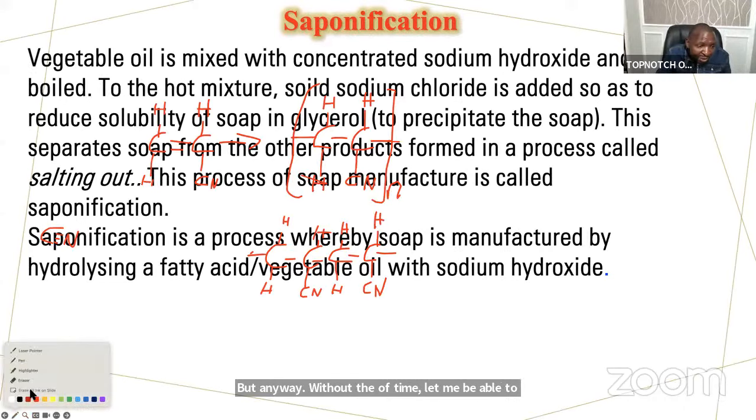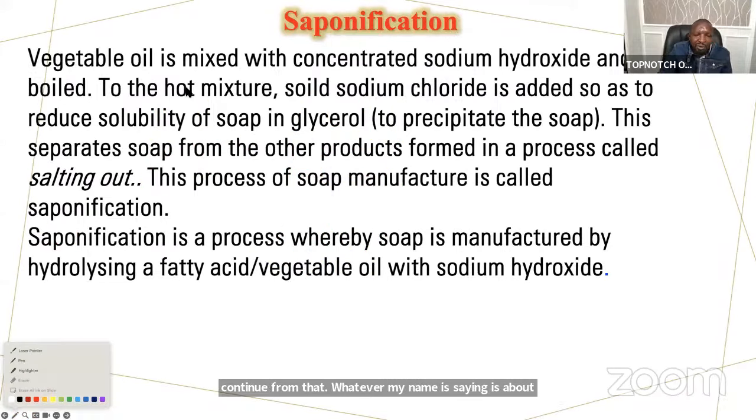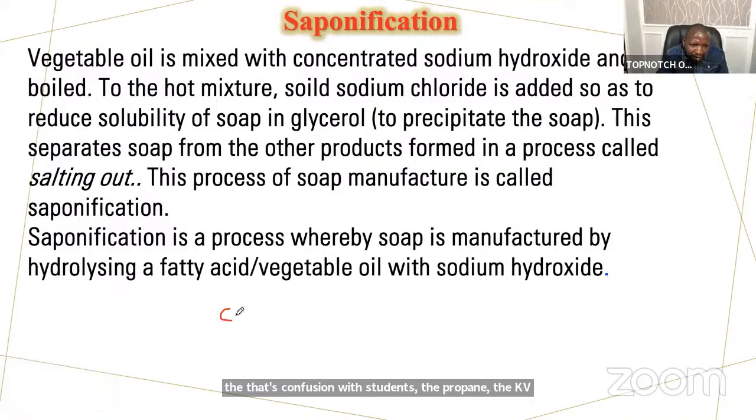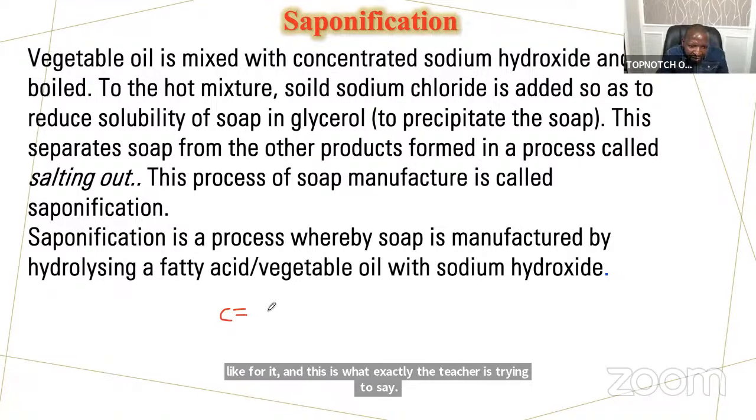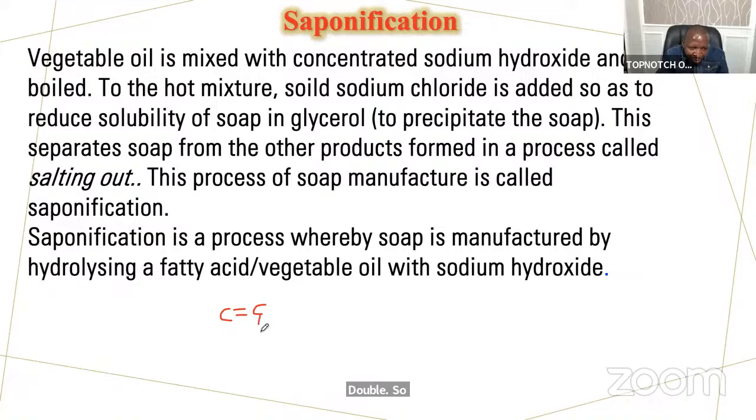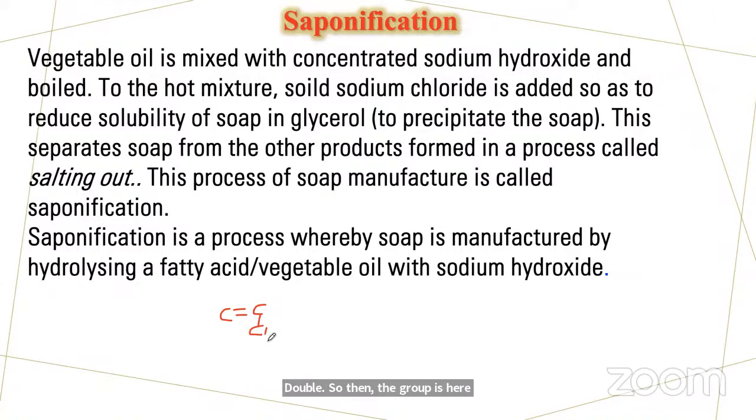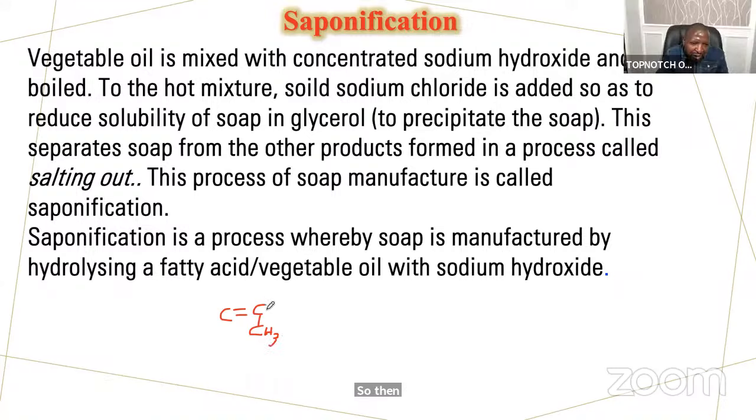Whatever the teacher is saying is about the confusion with students, especially with propene. Propene, you must write it like this, and this is exactly what the teacher is trying to say. Double bond. So the methyl group is here. Then you're going to have hydrogen. Then you're going to have hydrogen. I know that's exactly what you wanted to say.